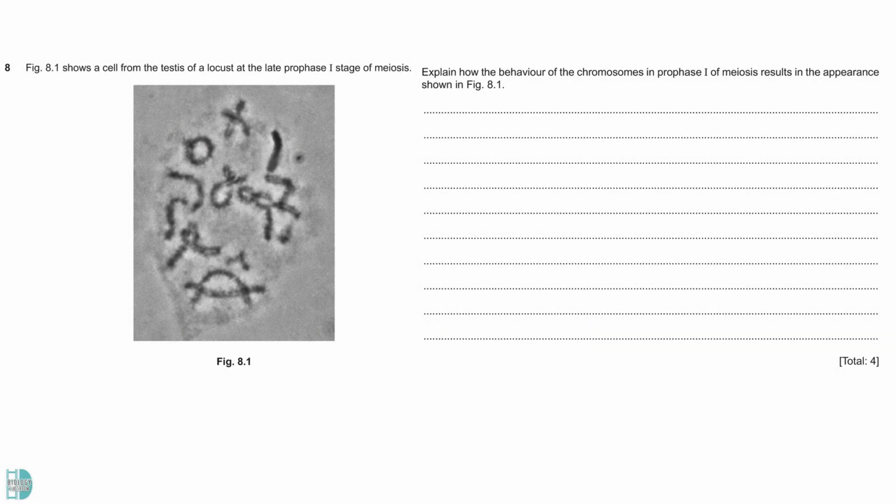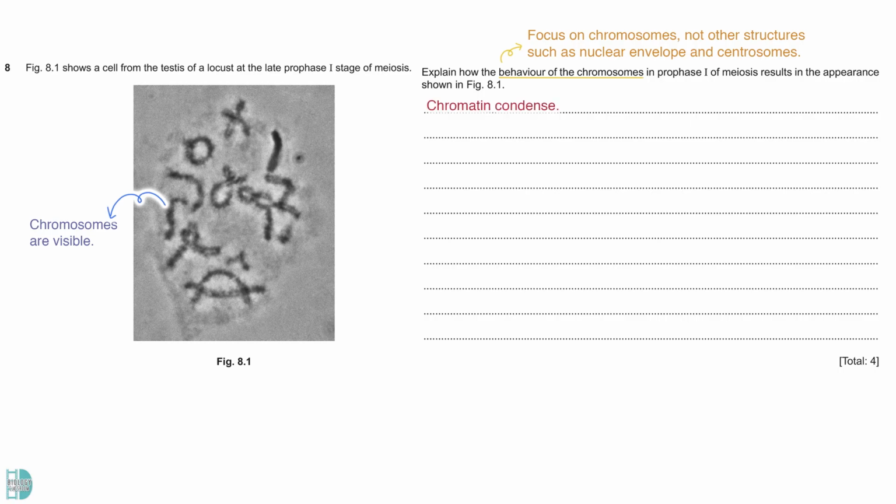Question 8 wants you to explain how the behavior of the chromosomes in prophase 1 of meiosis results in the appearance shown in figure 8.1. The question only wants you to talk about the behavior of chromosomes, so do not focus on other structures such as the nuclear envelope and the centrosomes. In the photomicrograph, chromosomes are visible. This indicates that chromatin has condensed.